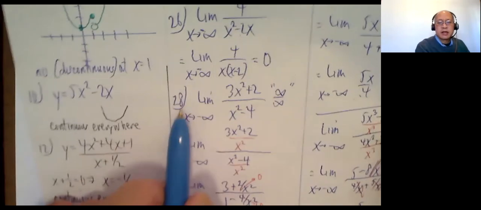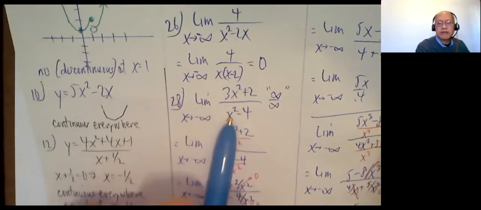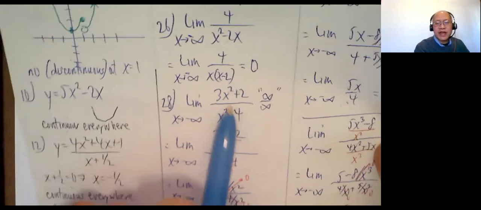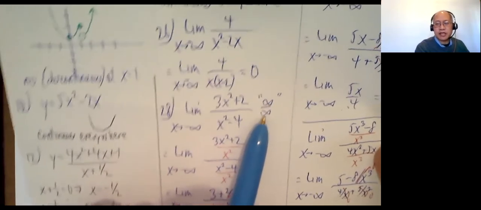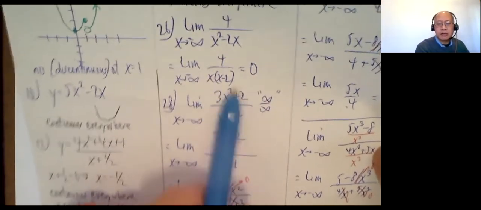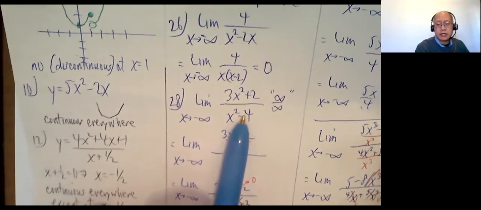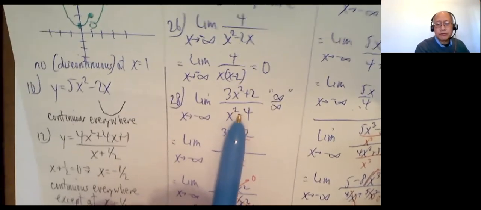28, limit as x approaches negative infinity of 3x squared plus 2 divided by x squared minus 4. Now, offhand, this is sometimes called infinity divided by infinity, which really is no such thing. But the top gets really big, the bottom also gets really big. So what do I do in that case? There's a 3x squared plus 2 and x squared minus 4.